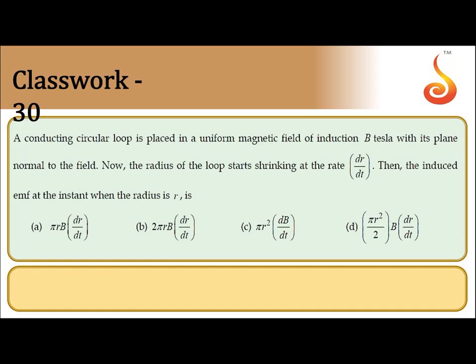A conducting circular loop is placed in a uniform magnetic field of induction B Tesla with its plane normal to the field. Now the radius of the loop starts shrinking at the rate of dr by dt. Then the induced EMF at the instant when radius is r is. So, I need to find induced EMF in this case.